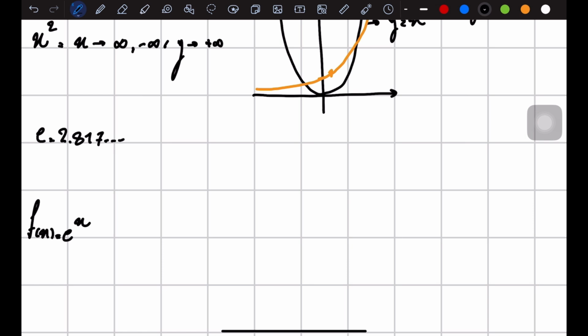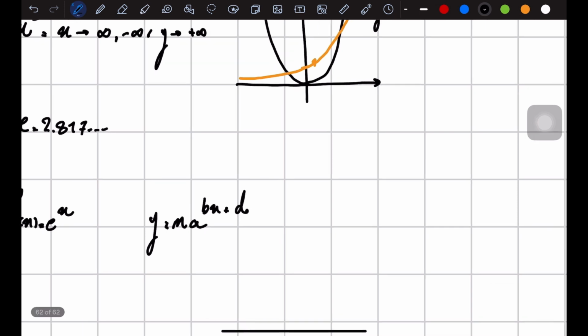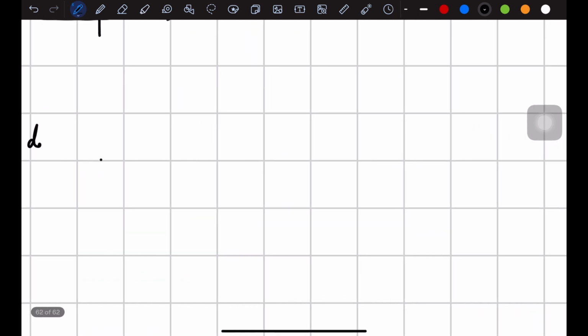If you want a general formula for exponential functions, it would be like this: y is equal to m times a to the power of bx plus t. If you want to draw the graphs of these, this is how we should do it. Okay, sorry guys.